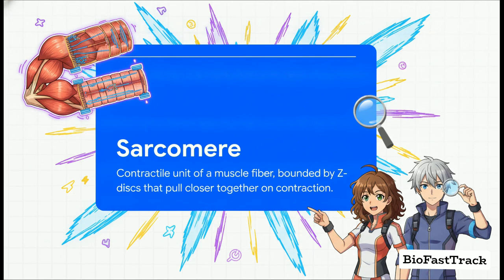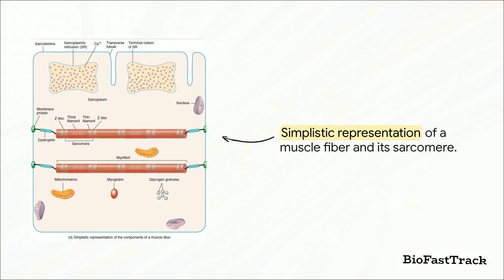A muscle fiber is packed with myofibrils, and those are divided into these repeating segments called sarcomeres. The boundaries of a single sarcomere are known as Z-discs. So whenever a muscle contracts, what's actually happening is thousands of these sarcomeres pulling their Z-discs closer together all at the exact same time. When we zoom in, you can see the structural hierarchy. It's basically thick and thin filaments sandwiched between those Z-discs.